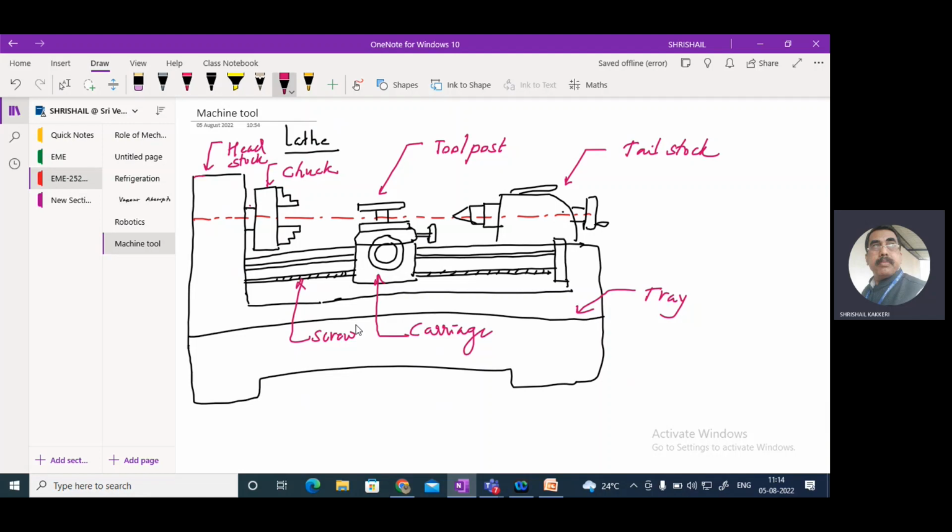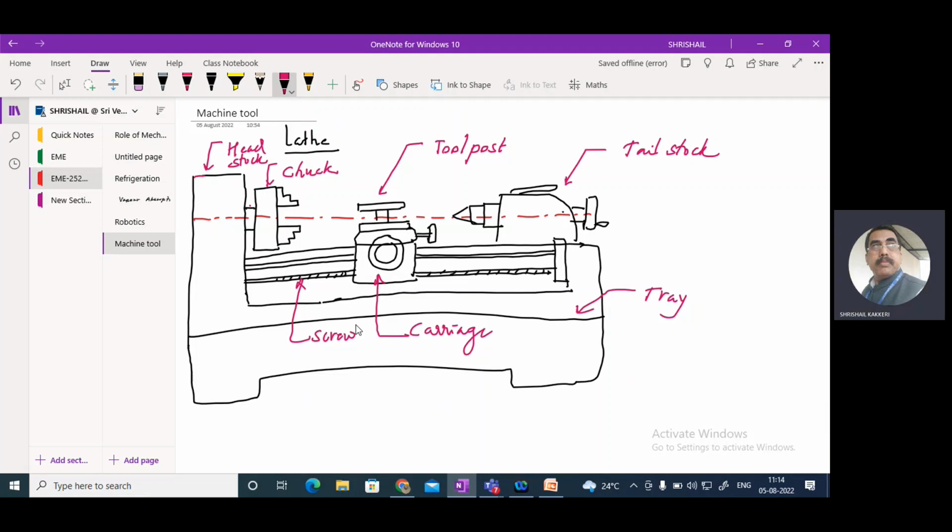If the job is slender in nature, see, if it is fixed like this with not much extension, and it's not acting like a cantilever beam, then we can directly do the work. If more of the workpiece extends outside during machining, there is a possibility that it will bend due to its slender nature. So to support the other end of the workpiece, you use the tailstock.